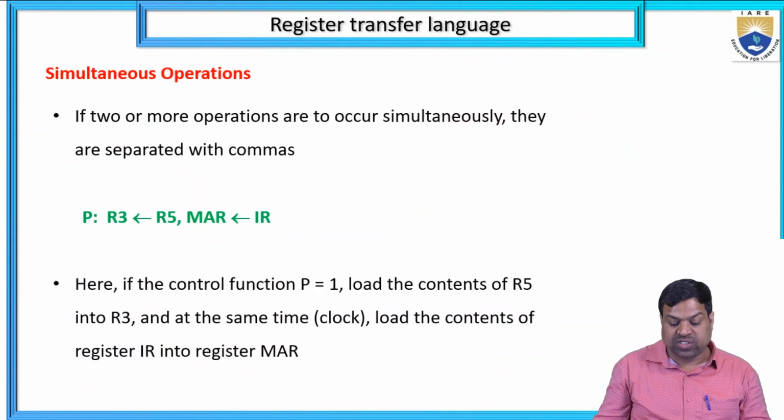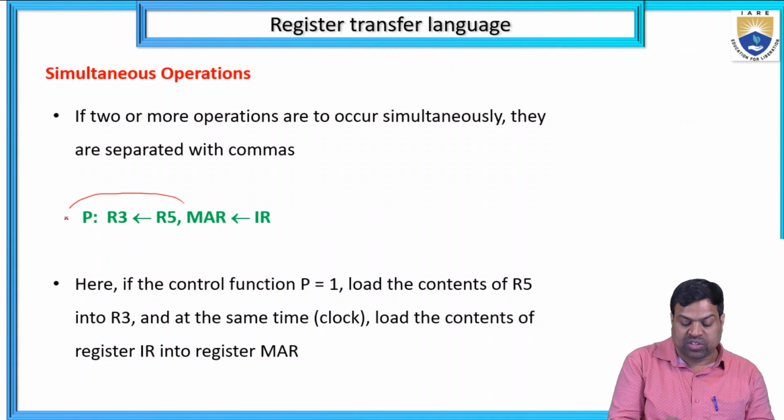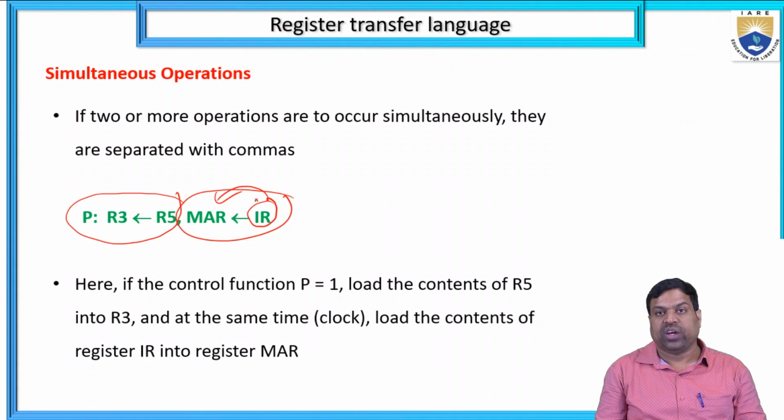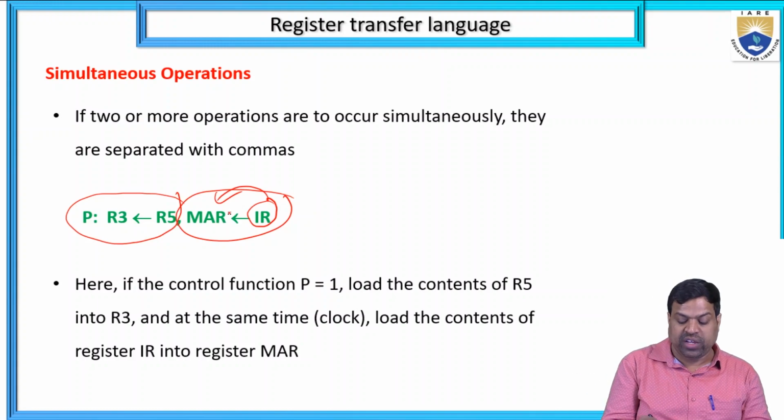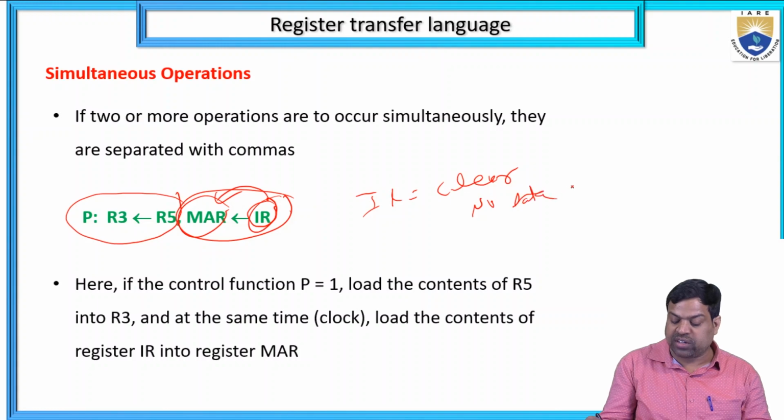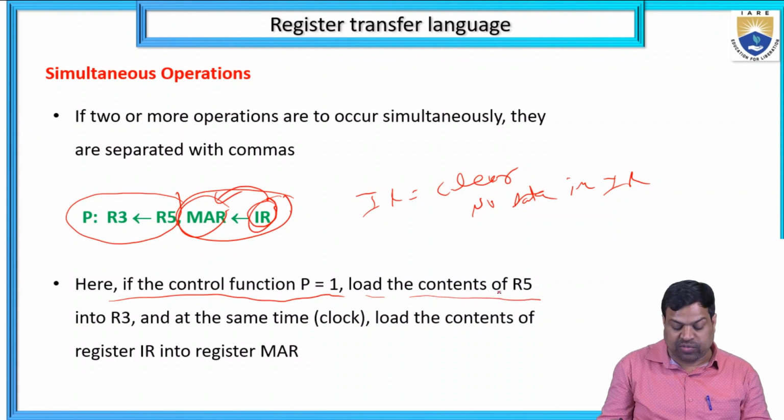And simultaneous operations: two or more operations can occur simultaneously, and they are separated with commas. Here R5 to R3. Here MAR gets IR, meaning the instruction register values are stored to the memory address register. The values of data stored in the instruction register, we are transferring to the memory address register. That means IR equal to 0. Now IR equal to clear, that means no data in IR.